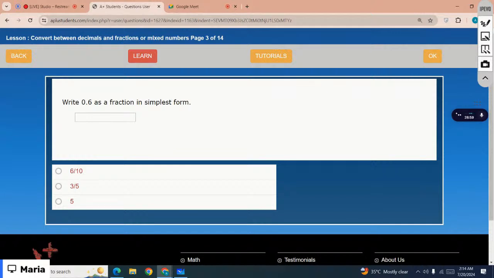Write 0.6 as a fraction in simplest form. So which is the correct option? The correct option is, yes, 3 by 5. Option number 2 is the correct option.